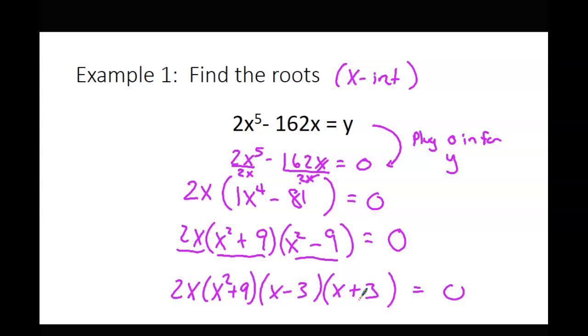Good. All right, so that's the second thing you want to do. So first thing we do, since we're looking for roots, is plug 0 in for y. The second thing we do is we factor it completely. That means take it all the way down. That's supposed to say completely. I ran out of space. Sorry. All right.